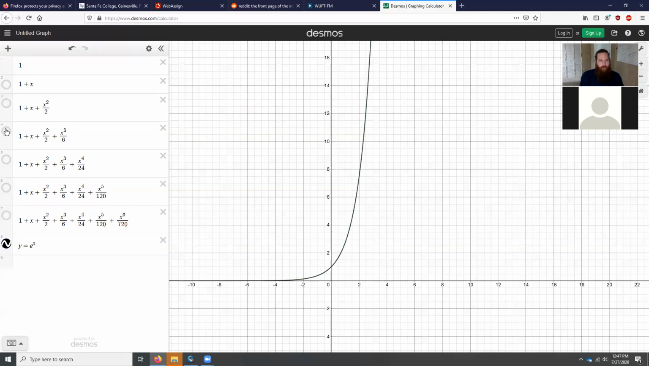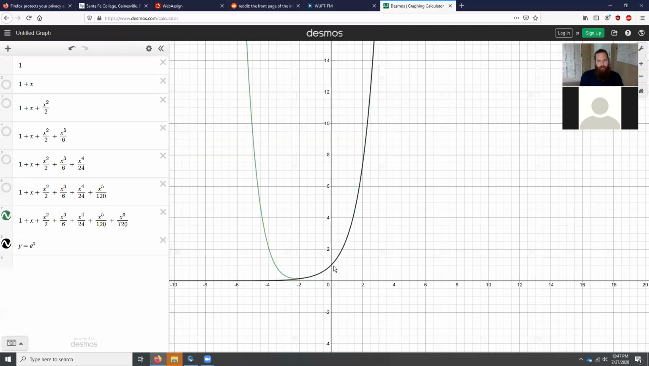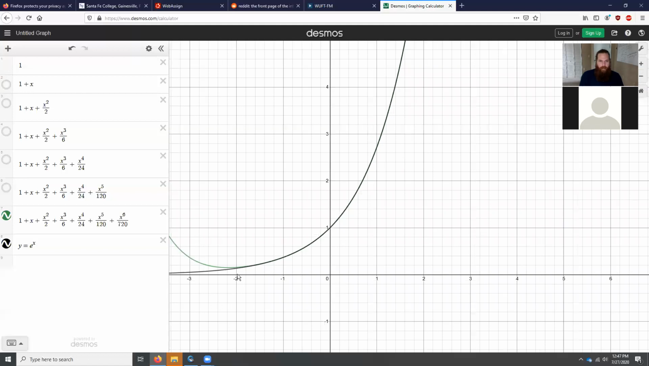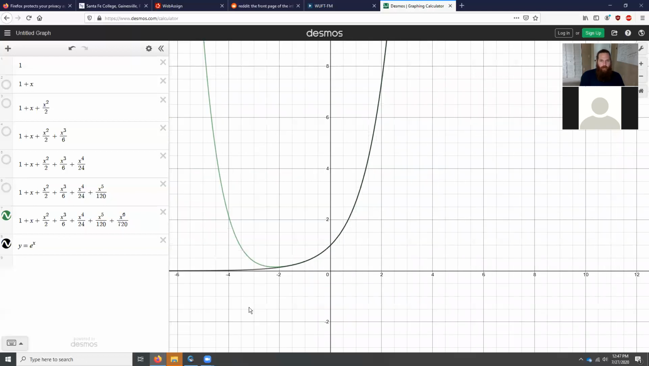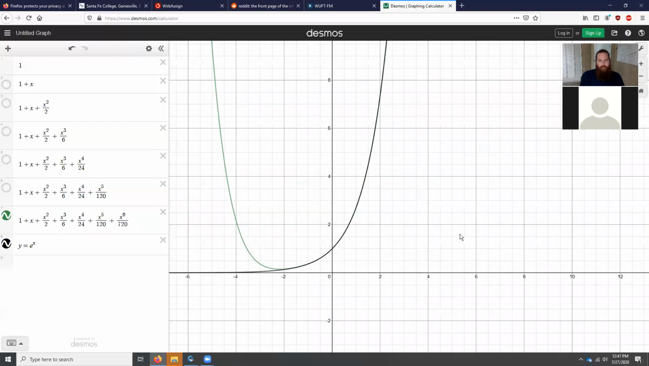So there's my original function. Here's my first partial sum, second partial sum, third partial sum, fourth partial sum, fifth partial sum, and sixth partial sum. The area underneath the green from like -2 to 0 is the same as the area underneath the black from -2 to 0, or if not exactly the same, very, very close. If you let me use infinitely many terms in this series, then the green and the black will be identical.